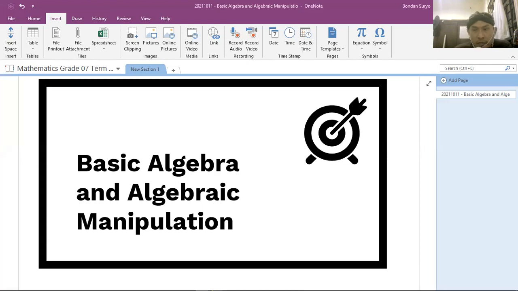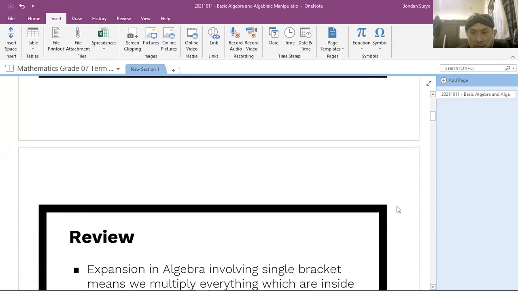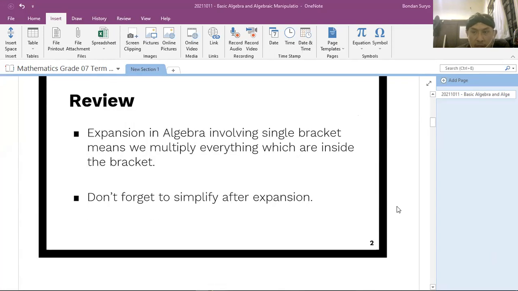Mr. Bonan is here. Today, we're going to study basic algebra and algebraic expansion. Basically, expansion is the process of multiplication. In algebra, usually we're facing brackets. First, we are going to learn about the single bracket. And one of the most important things in algebra operations is to simplify the operation or the expression.